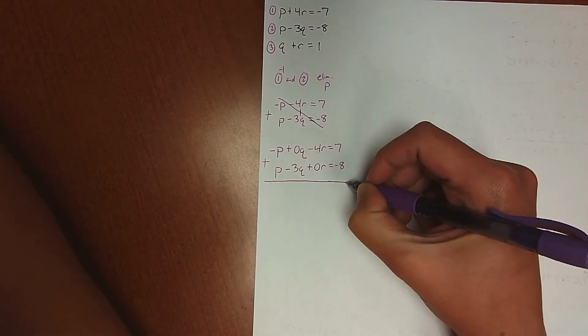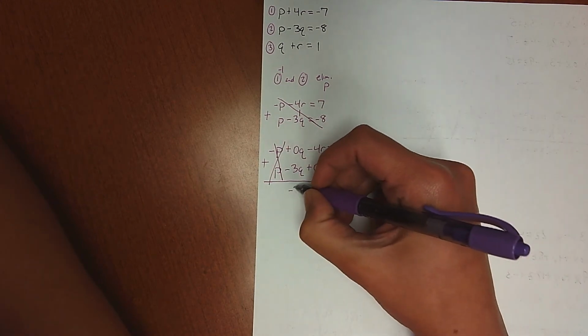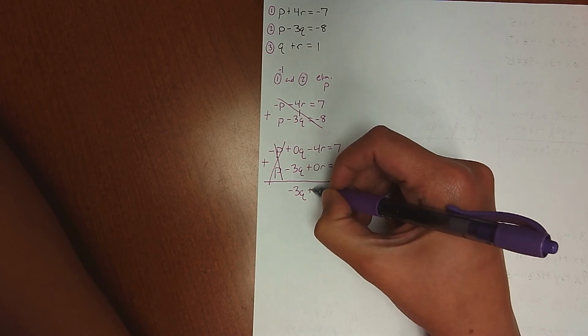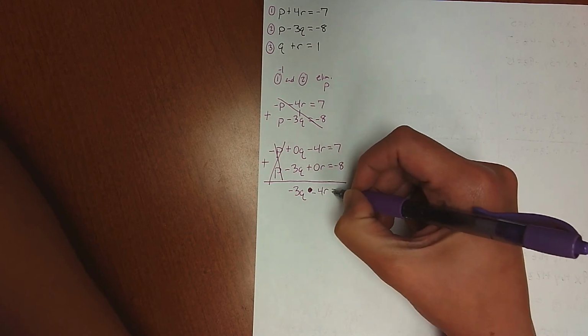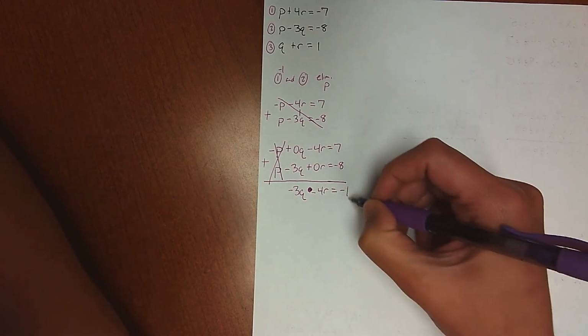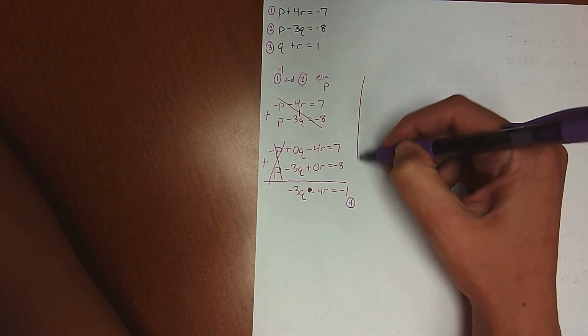So now when I go to add my two equations together, the negative p plus p eliminates. I have negative 3q, and then negative 4 plus 0 will give me negative, sorry about that, so minus 4r equals, and then 7 minus 8 would give me negative 1. All right, so once again, I produced a fourth equation.